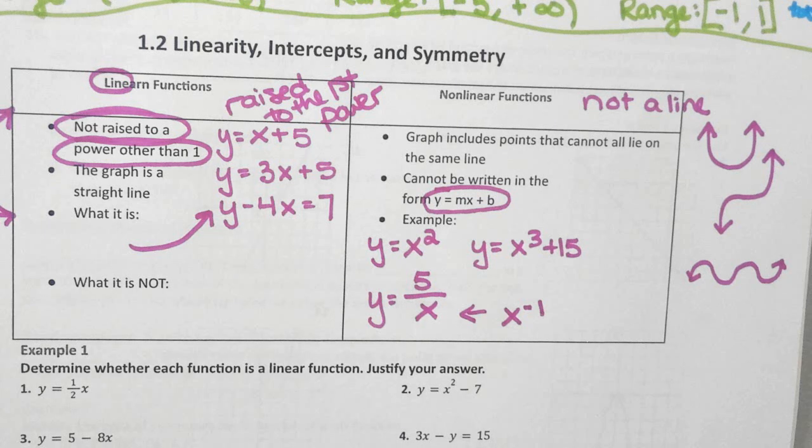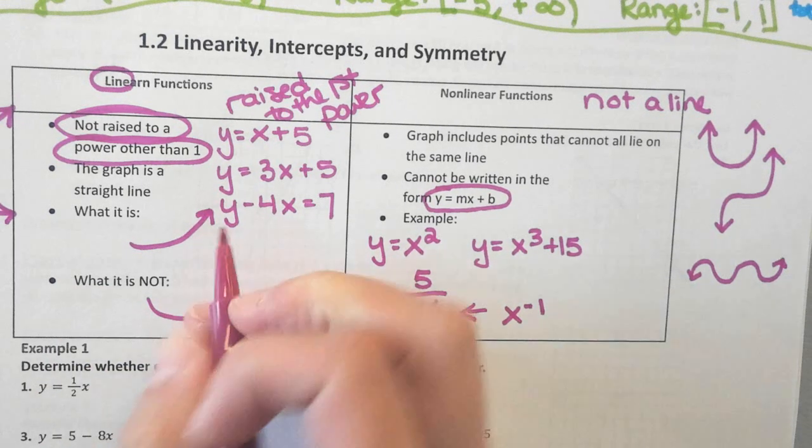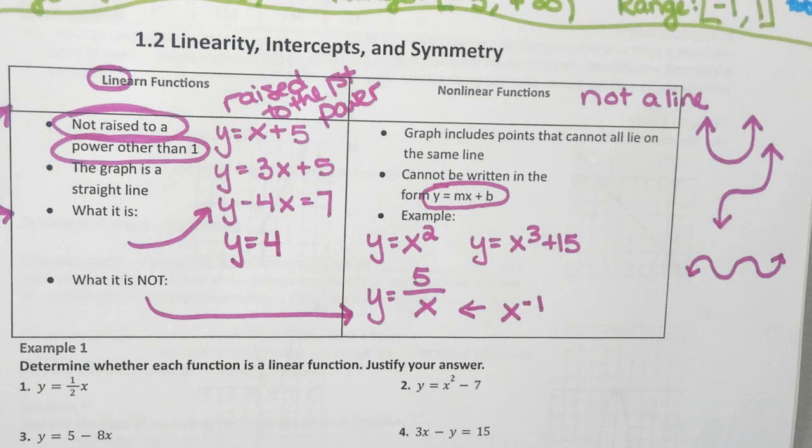Ooh, I want to add another thing to this list. So these were the what it's not over here. What about y equals 4? That's a line. It doesn't have an x in it, but what type of line is that if I say y equals 4? Horizontal, right? It's at 4 all day long for y.